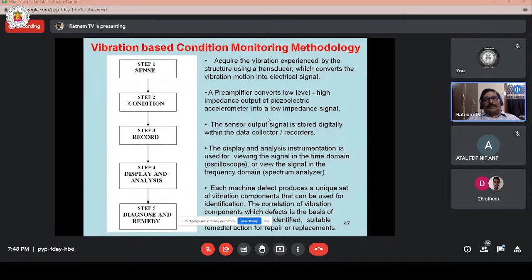So then after displaying and doing the analysis and displaying the spectrum, you need to diagnose and suggest the proper remedies to the diagnosed faults. As each machine defect produces a unique set of vibration components that can be used for identification. This correlation between vibration components and defects is the basis for identifying the faults. Suitable remedial action for repair and replacement of the components can be suggested at the end of the analysis.